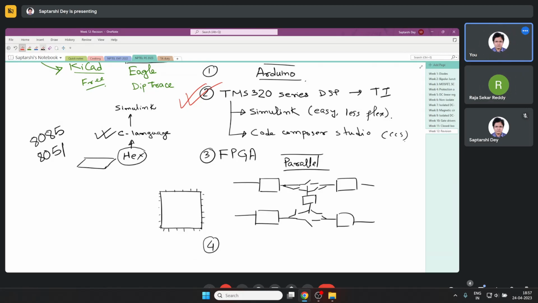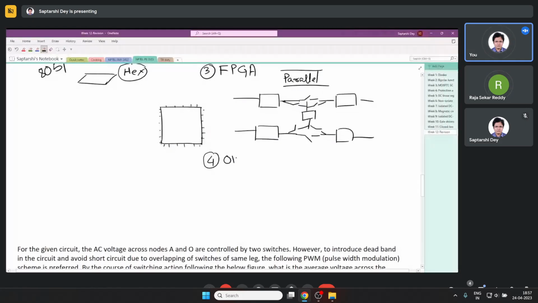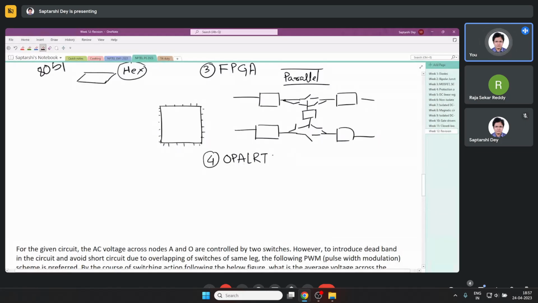Okay, and one last thing, these are very expensive. Things like Opal RT, again, these are paid things. Opal RT is one, and there was another. This is the hardware, sir. This is hardware. They are used in HIL, hardware in the loop. I cannot remember, what happened to me. Opal RT, and what was the other one? dSPACE.